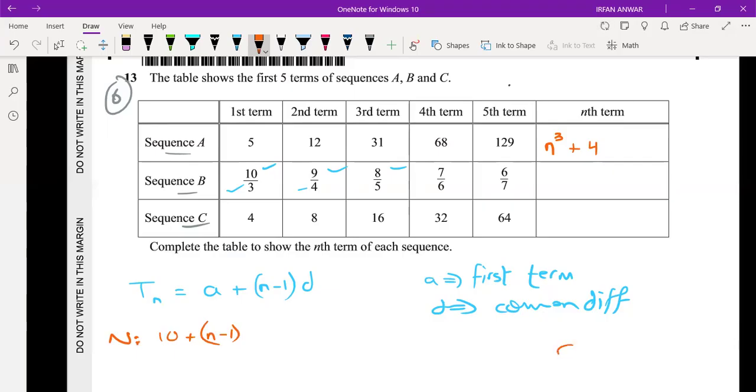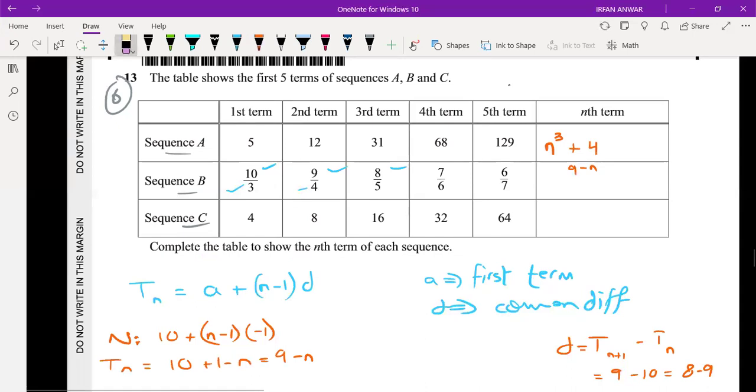So common difference is calculated by term n plus 1 minus term n. So this is 9 minus 10 or 8 minus 9. So it is minus 1, right? So term n becomes 10 plus 1 minus n. So this is 9 minus n. So the numerator becomes this.